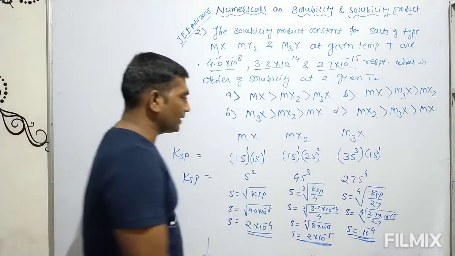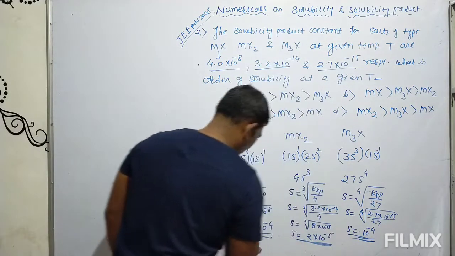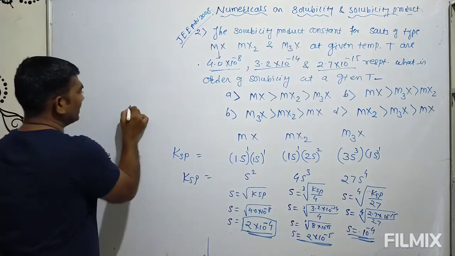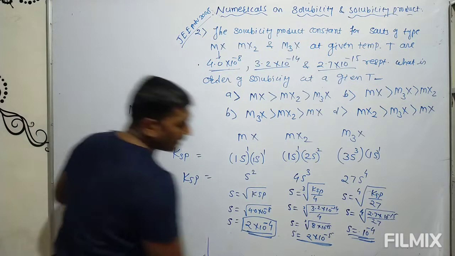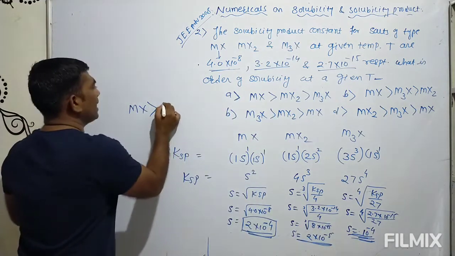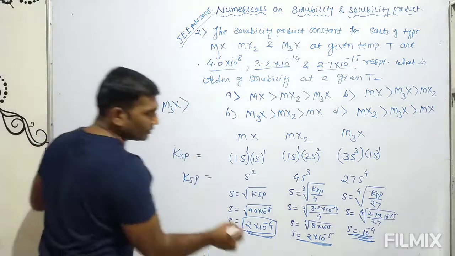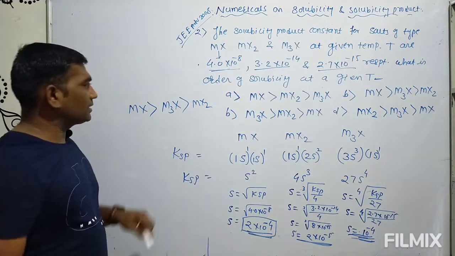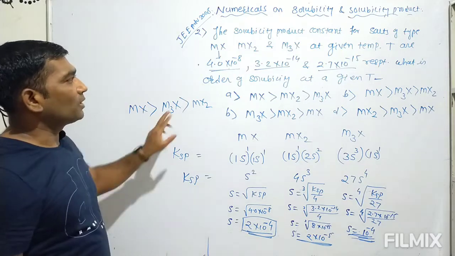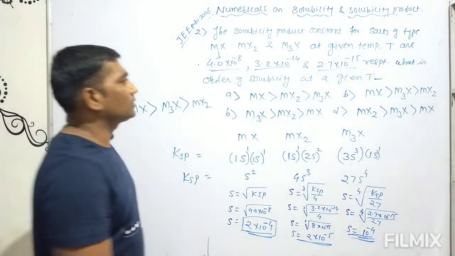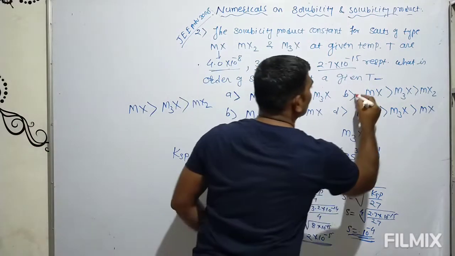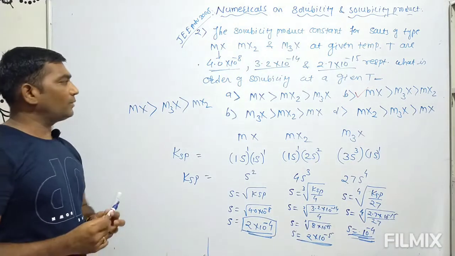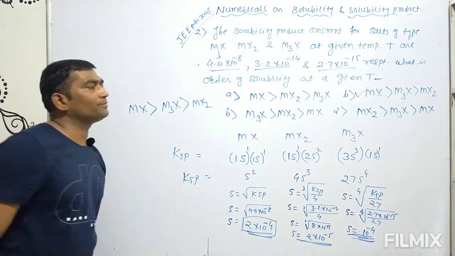So which value is greater? This value is greater. So Mx is greater than M3x, then this one is Mx2. So this is the order of solubility for these 3 salts. So this one is I think the correct answer. This is the answer. So please note this down, then we will discuss the next numerical.